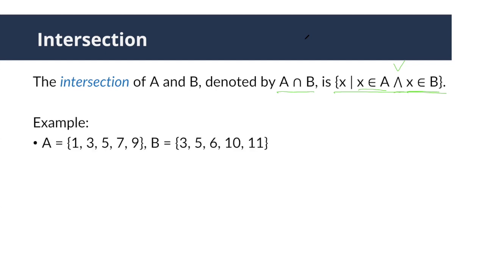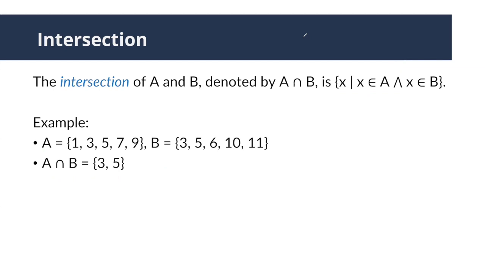Therefore, for the same example, A and B, A intersect B is, how do we know what elements should be in the set? What you need to do is find the common elements in A and B. You can see 3 is one of them, 5 is the other one. And we don't have any more common elements. Therefore, A intersect B only consists of 3 and 5.